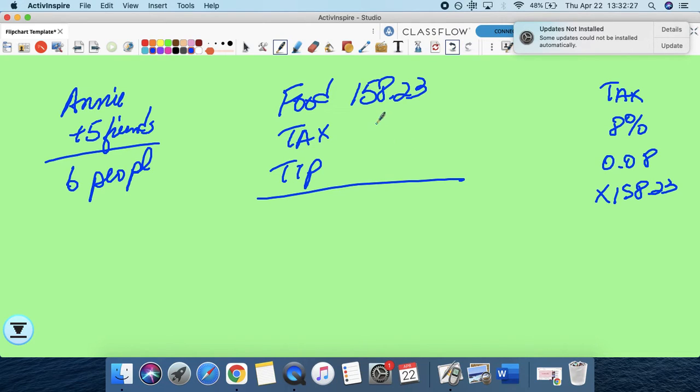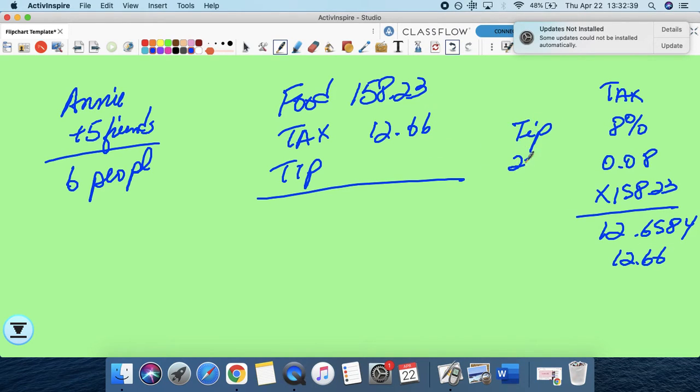So the tax is $12.60. So if you get that, it's 12.6584, or it becomes $12.66. The tip is 20%, or 0.20 times 158.23. And the tip is 31.646 or 31.65. Ahí está el tip.